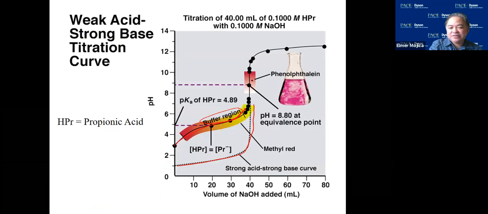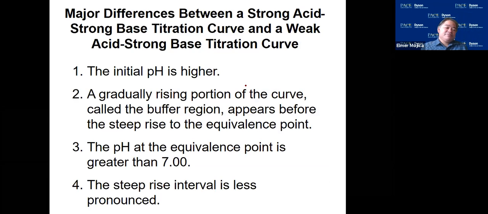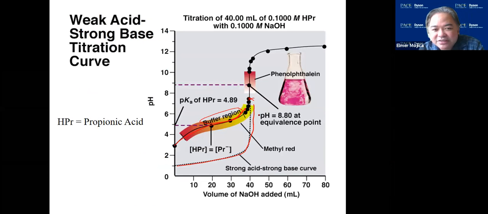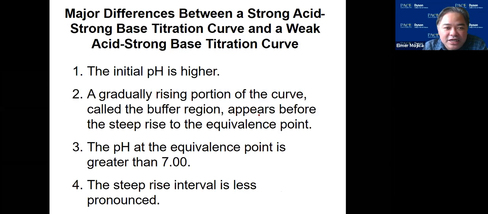The pH is around here. If you look at the weak acid, weak base, it is around here. But if it's a strong acid, strong base, but if it's a weak acid and a strong base, it's much higher. So that's another difference that they have. And then the steep rise interval is less pronounced. So it's not really as steep as the one that you have here in a strong acid strong base. And then again, these are the type of questions in your multiple choice in the final exam or in the third exam.